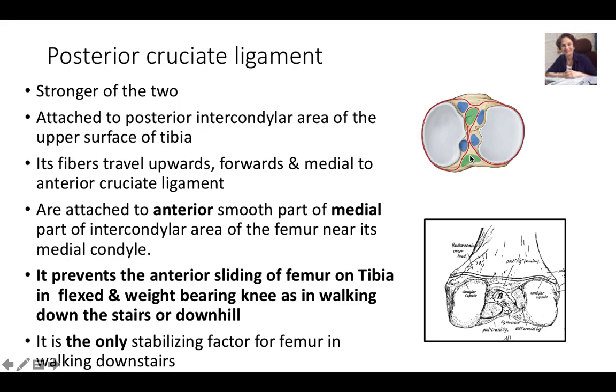So the posterior cruciate is the stronger of the two, and from the intercondylar area we have already done that. It is going upwards, forwards and medially to the femur intercondylar area attached near the medial condyle but more on the anterior side. Now the anterior cruciate ligament prevents the anterior sliding of femur over the tibia, especially when the knee is flexed and weight bearing, as when you are walking downstairs or downhill or even crouching. It is the only stabilizing factor there.